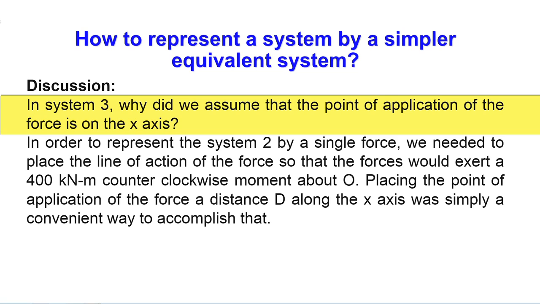Now, in system 3, why did we assume that the point of application of force is along the x axis? Because in order to represent system 2 by a single force, we needed to place the line of action of the force so that the force would exert a 400 kilonewton meter counterclockwise moment. So, that moment is there, that you have to cancel, that way only one force will be equivalent to that. So, that way we can make a very simple equivalent system.